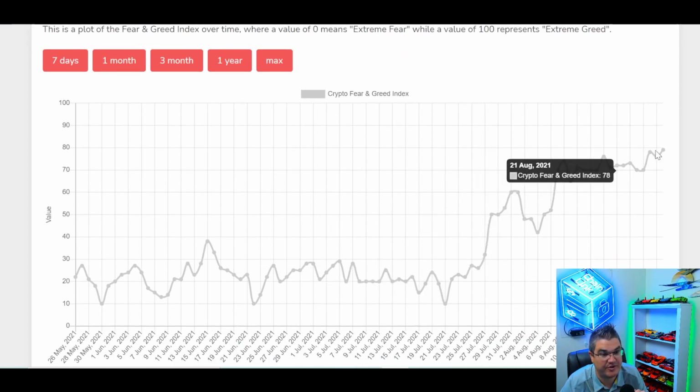Look at our structure we're forming here. This looks pretty good. We're continuing to make higher highs. We made, on August 8th, 74. August 14th, 76. August 21st, 78. And just yesterday, 79. Excellent.